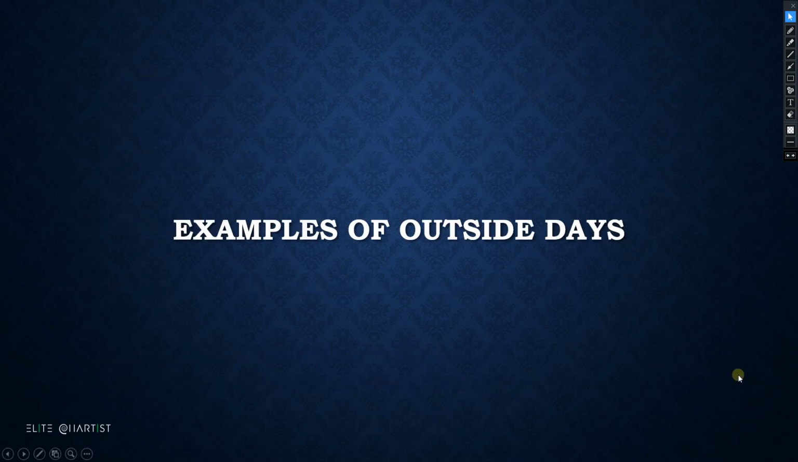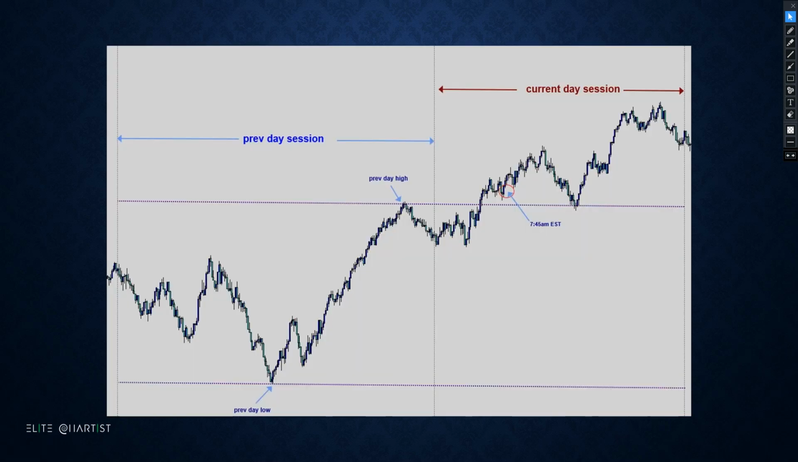So let's go through a couple of visual examples of what an outside day looks like. Here's an example where I highlight the previous day session, which is this left side, and on the right side is the current day session. So remember, we're pretending that we're up to here and none of this has happened yet, because this is just for education purposes. So we kind of have to pretend it's not there. We're just looking for examples, and this is something obviously you would back test, and then you can forward test it in real life hours and see how it goes.